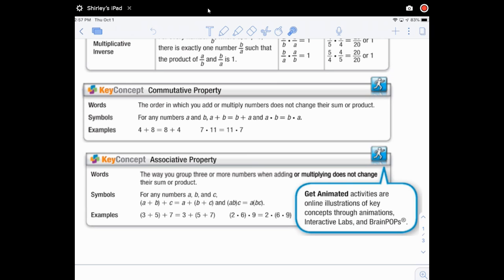And then I have the associative property. The associative property tells us that the way I group 3 or more numbers does not change the sum or the product. Okay, so if I look down here at my numbers, I can have my 3 numbers that I'm adding, 3, 5, and 7. It doesn't matter which 2 numbers I add first. I can add 3 and 5 to get 8, and then 7 to get 15, or I can add 5 plus 7 to get 12, and then add the 3, and I get 15.